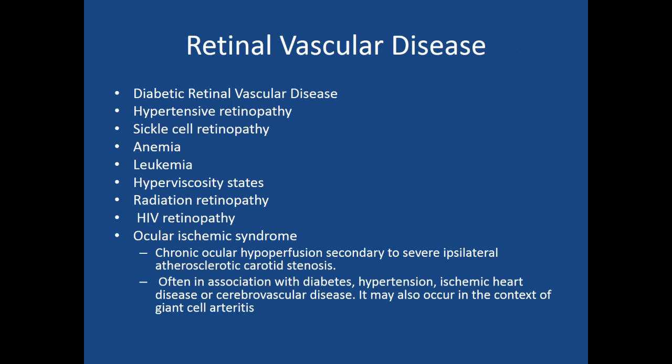When we see vascular changes in the eye, whether we're seeing a retinal hemorrhage or a microaneurysm or cotton wool spot, it's not always diabetes or hypertension. There could be other different vascular diseases that we don't want to forget about. So, in addition to diabetes and hypertensive retinopathy, there's sickle cell, which could cause hemorrhages and vascular changes, anemia, leukemia, hyperviscosity states, radiation retinopathy, HIV retinopathy, and ocular ischemic syndrome.